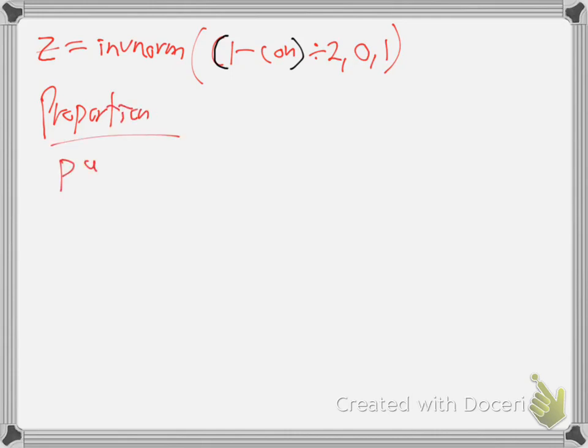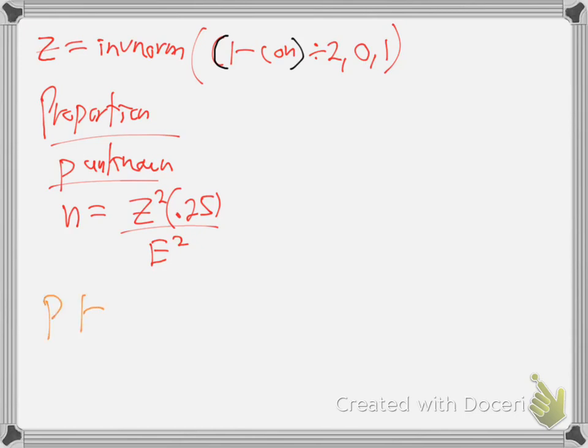So if you want a proportion and P is unknown, that's our question here. We don't know anything about P. P is unknown. Then the N will be Z squared times 0.25 over E squared. And if P is known or estimated, same thing, it's going to be Z squared times P times 1 minus P over E squared.